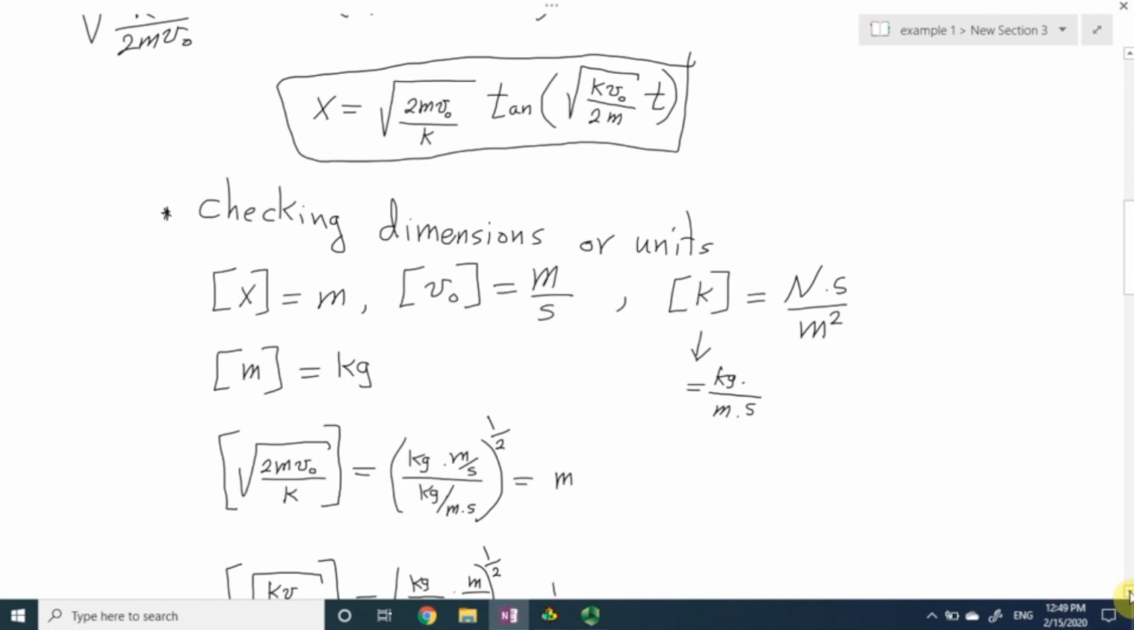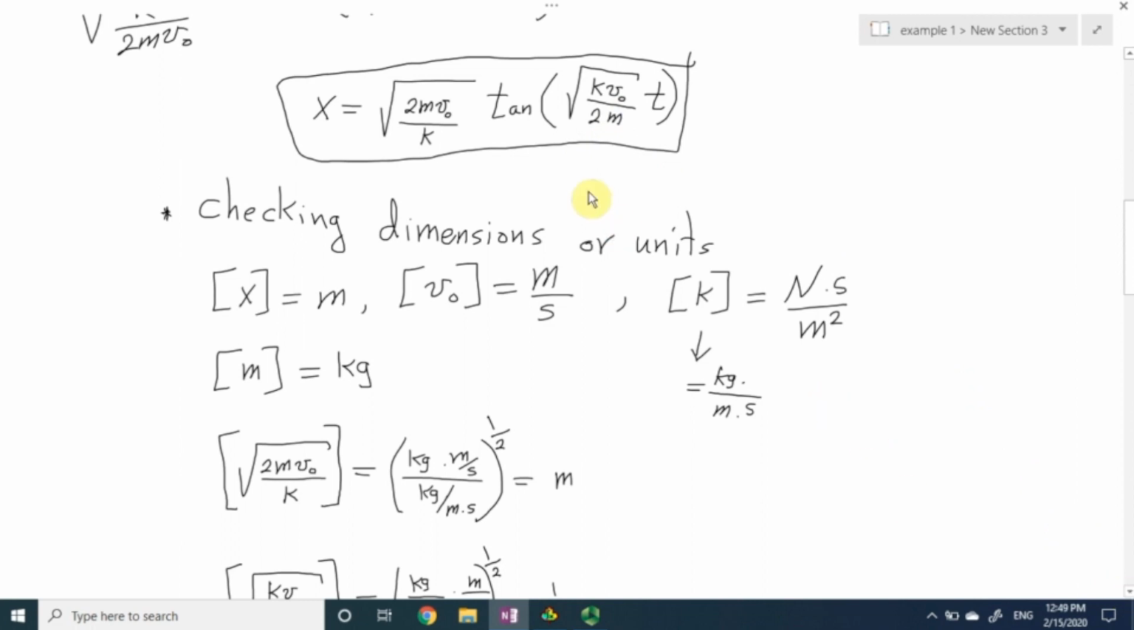Now this doesn't prove that our answer is perfect and correct, but at least I know that I'm close to being right, at least. Now we can check the tan, the argument inside. So let's check this. Well, now the square root of this constant k v naught over 2m should have the unit of 1 over time, so that it cancels the unit of t, and tan will have no units.